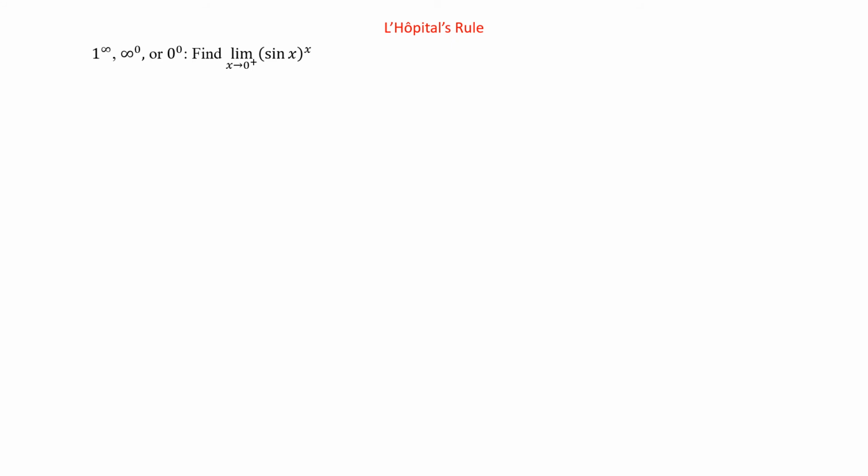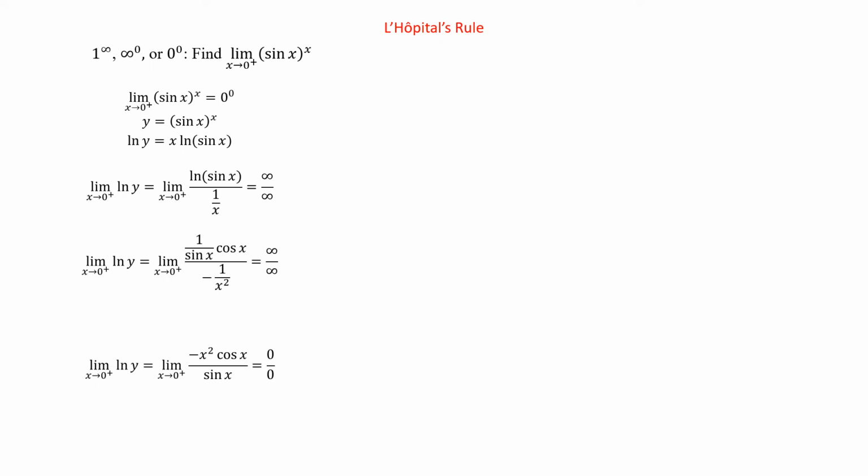So we're going to find the limit as x goes to 0 from the positive side of sine of x to the x. Anytime we have an exponent like this, we're going to take the natural log of both sides. But right now we don't have both sides to take the natural log of. So we're going to set up an equation. Well, first we get 0 to the 0, but then set up an equation. y equals sine of x to the x. Natural log both sides, and we get natural log of y equals, the exponent can come down, x times the natural log of sine x.